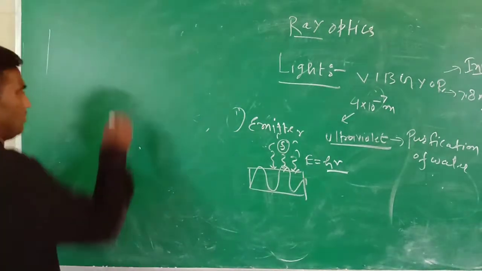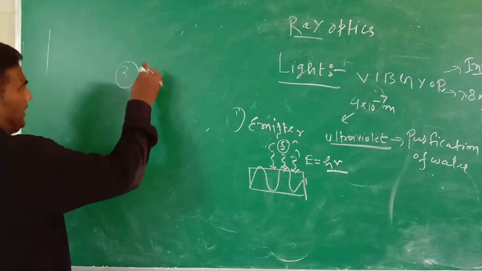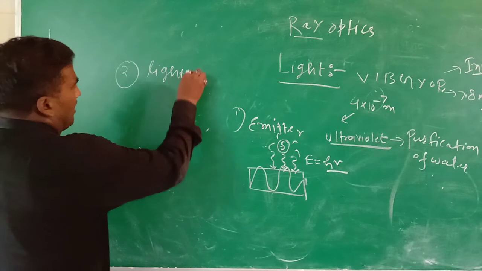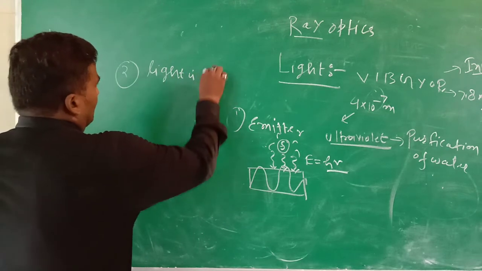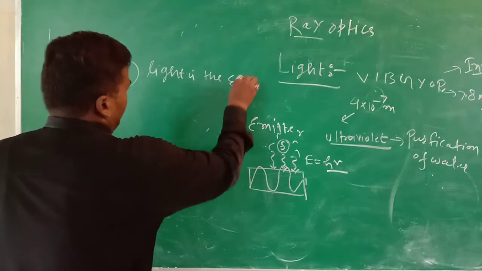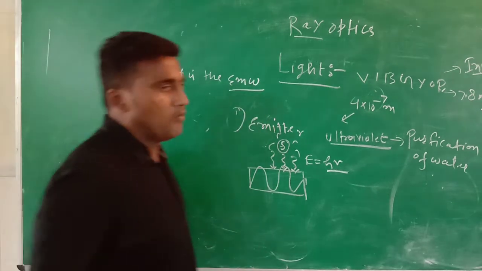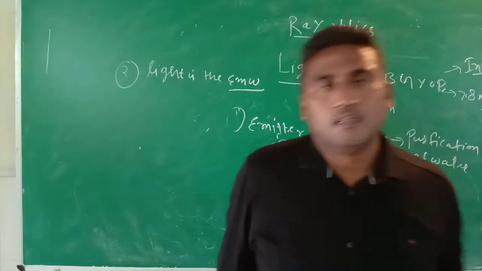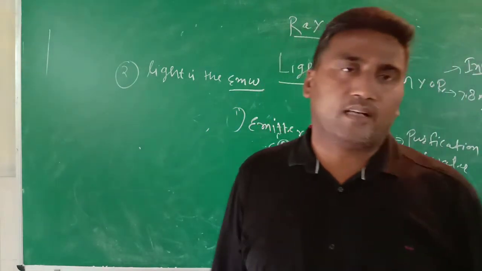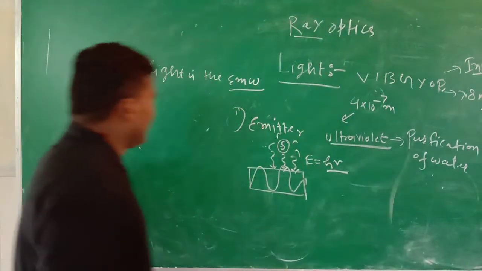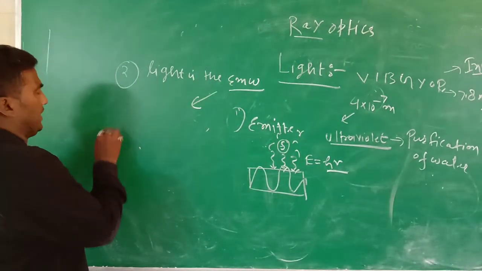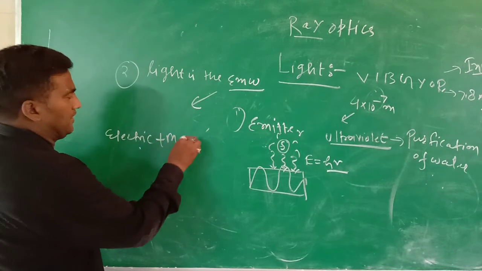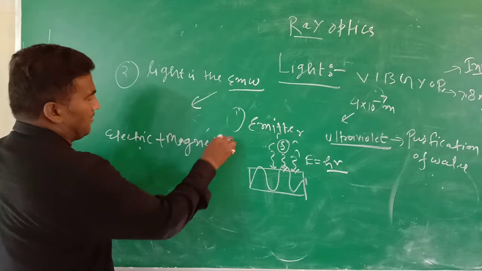Now we discuss the second property. Light is an electromagnetic wave, EMW. What is an electromagnetic wave? This type of wave propagates in the presence of a medium and also in the absence of a medium. And it also follows three properties: electric, magnetic, and wave.